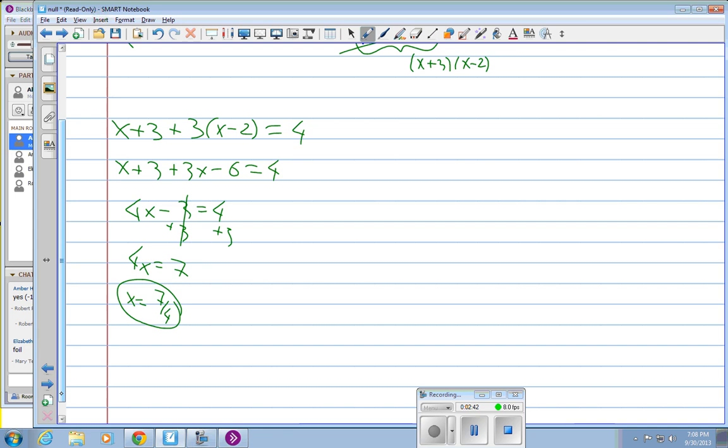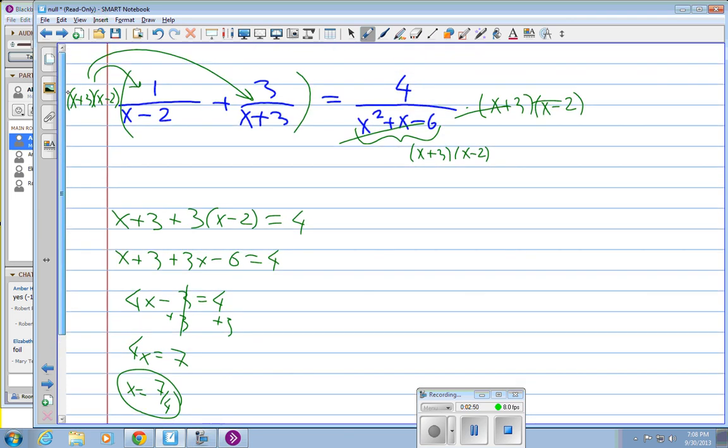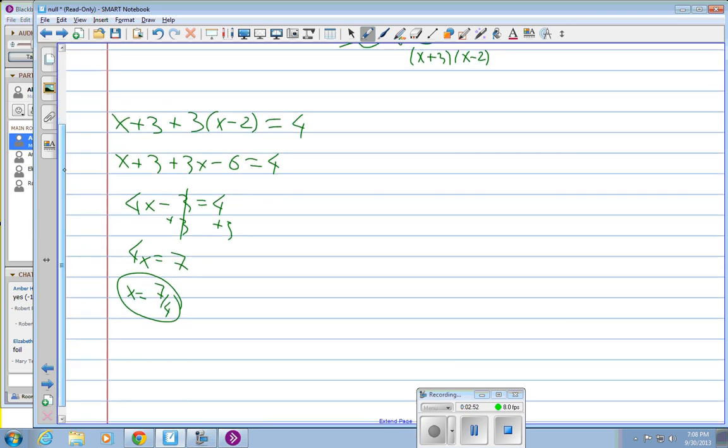But the steps are factor first, because that helps you with the LCD, and then multiply both sides by LCD to turn your messy equation into something prettier, okay? And just make sure your answers work, so they don't turn denominators into zeros. Yeah? Good? Good.